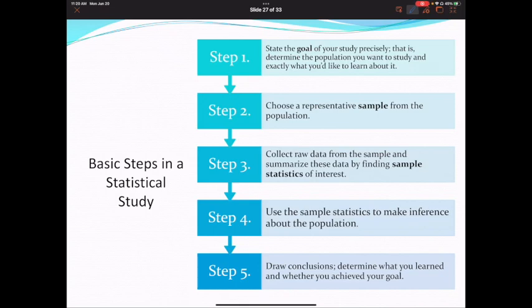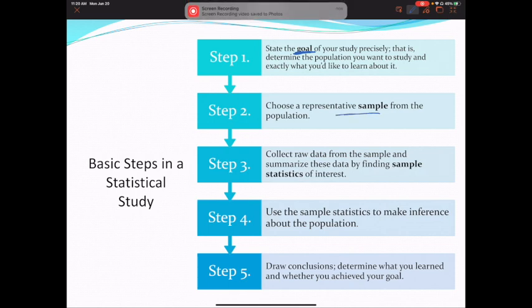So what are the basic steps when setting up a statistical study? Well, first thing you want to do is know your goal. You have to have a goal in mind. What is it about your population that you want to learn, right? What do you want to study and what do you want to learn? And is it something you can actually learn, right?